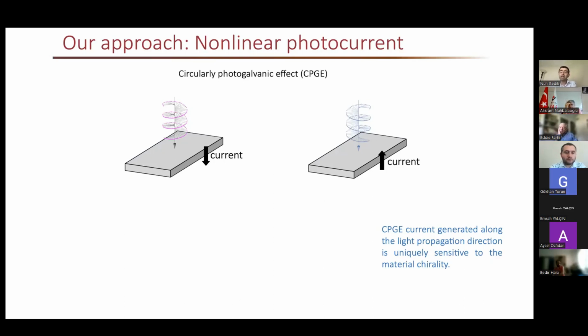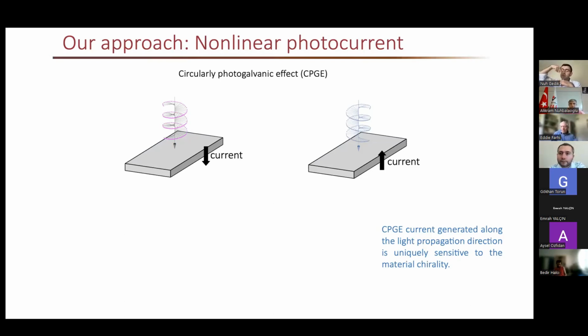They are very, very sensitive to symmetry breaking in the system. So we used in particular a technique called photocurrent. Let me explain what this is. It's very simple. We shine light onto the sample, and without applying any voltage, we look at a photocurrent that is flowing in the sample.